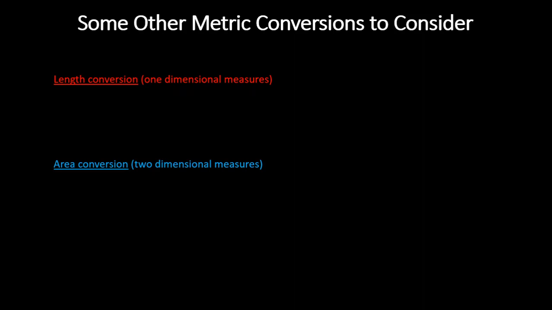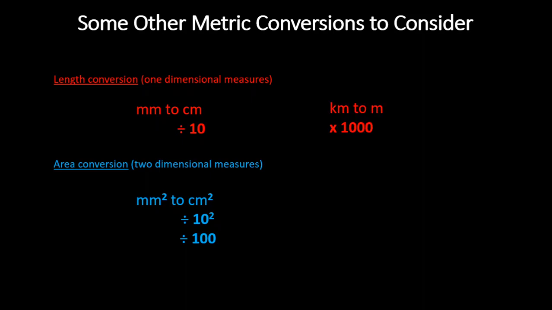Now here's some other metric units to consider. So for the length, millimeters to centimeters, we divide by 10. To convert units of area from millimeters squared to centimeters squared, we're going to divide by 10 squared. 10 squared is 10 times 10, which is 100. Also from kilometers to meters, we know that we times by 1,000. So to convert from kilometers squared to meters squared, we're going to times by 1,000 squared. That's 1,000 times 1,000, which is 3 zeros and another 3 zeros. That's 1,000,000. Okay?